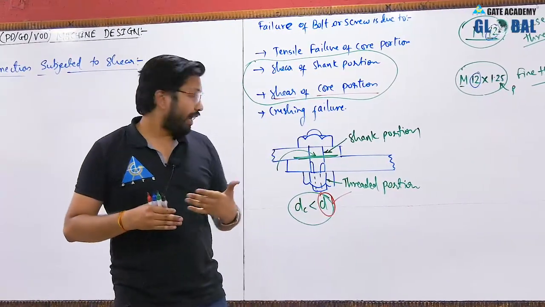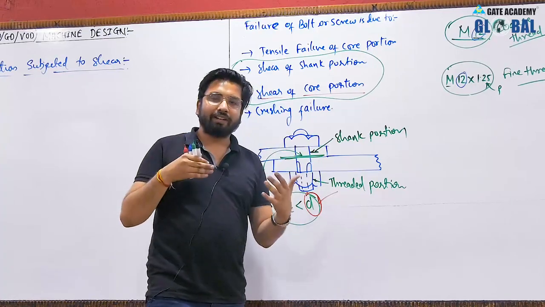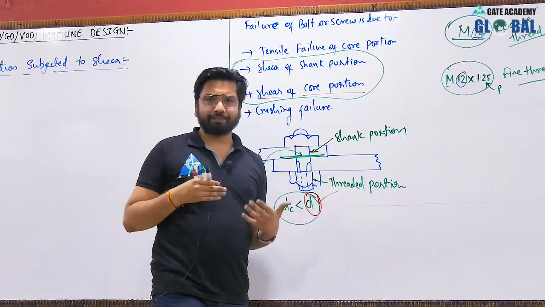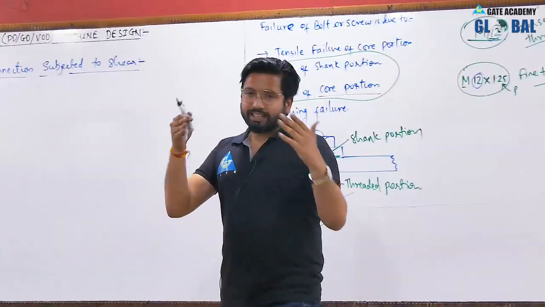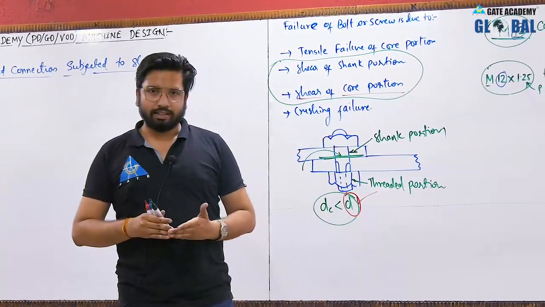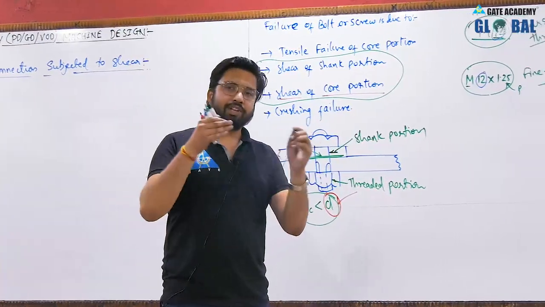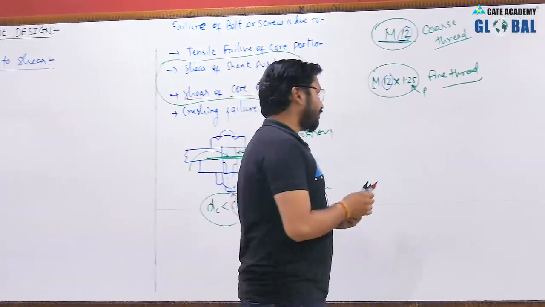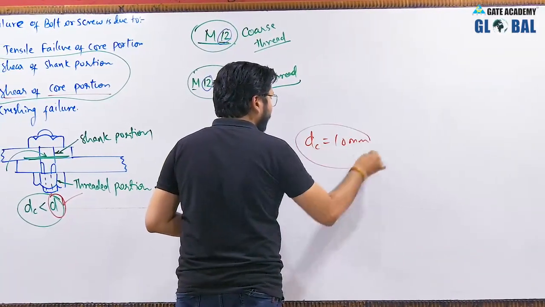We don't know that. Now, what we will be doing is calculating the diameter of the bolt which can be used. Hence, if you take the core diameter as our fundamental dimension based on which the calculation will be done, then let us say the core diameter is coming out to be 10 mm.